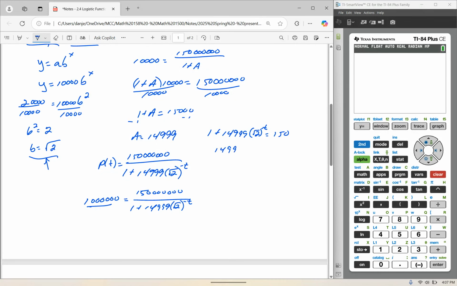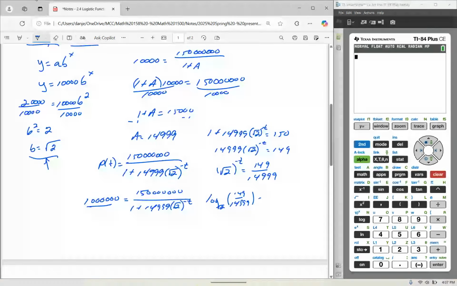So 14,999 times the square root of 2 to the negative t is going to equal 149. The square root of 2 to the negative t is 149 over 14,999. We could go ahead and do that division, but notice that this is an exponential function where we don't know t. So we can use a log function, log base root 2, because that's the base of the exponent, of the 149 over 14,999. That equals negative t.